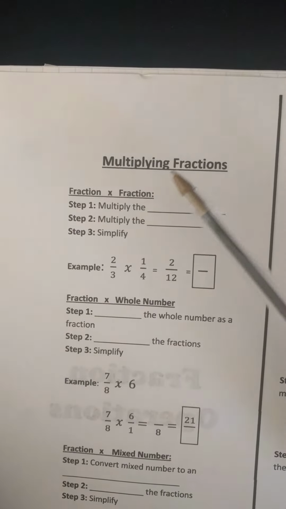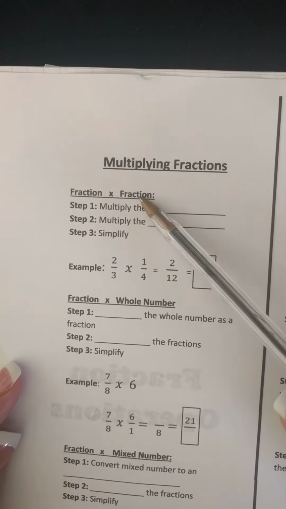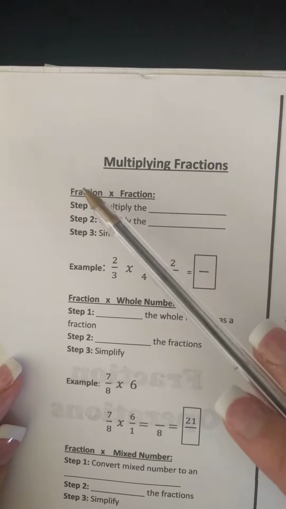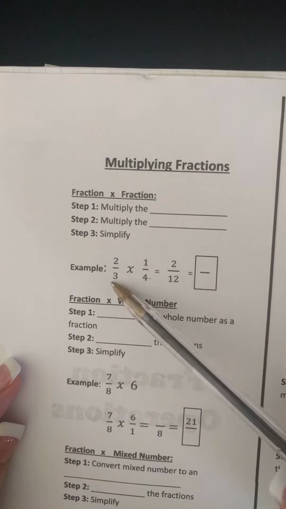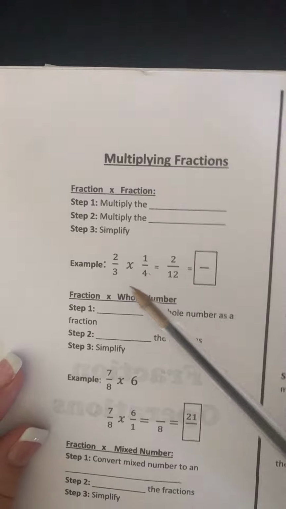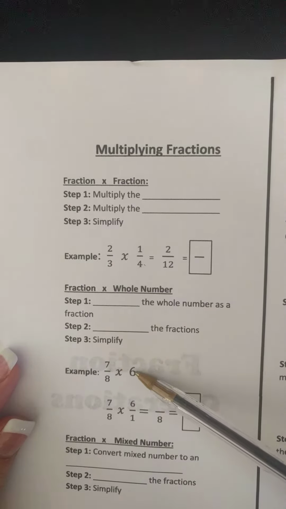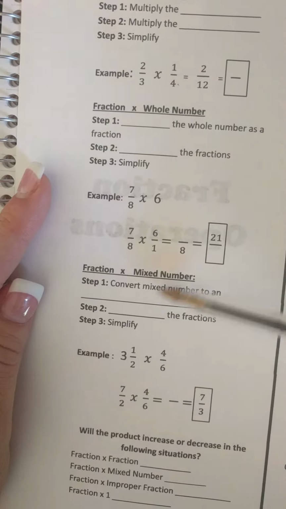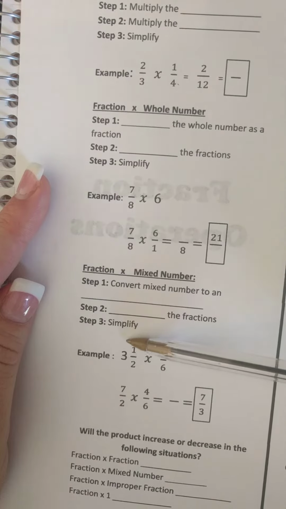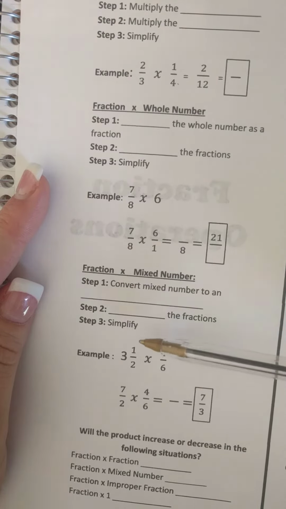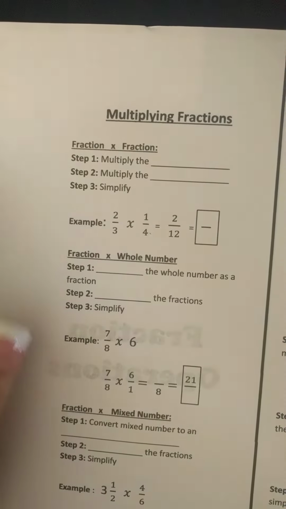Okay, so the first thing we're going to talk about is multiplying fractions. There's three types of ways we could do this. We could multiply a fraction by a fraction, like 2/3 times 1/4. We could do a fraction times a whole number, like this fraction times the whole number 6. Or we could do a fraction times a mixed number, like 3 1/2 times a fraction. So there's three different types you could see, and I'm going to show you how to do all three.